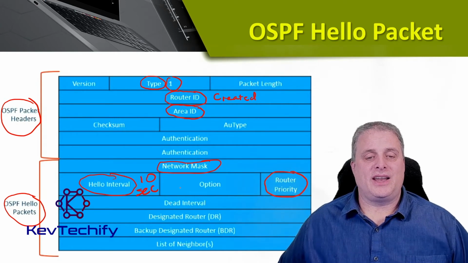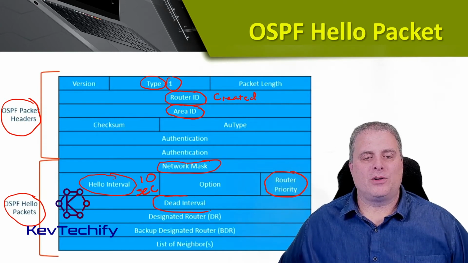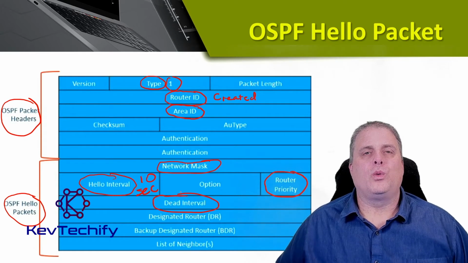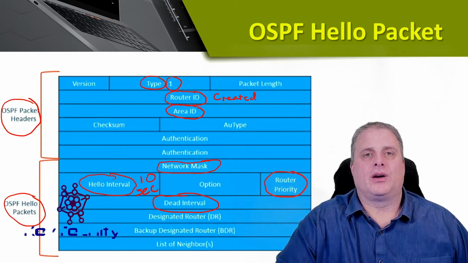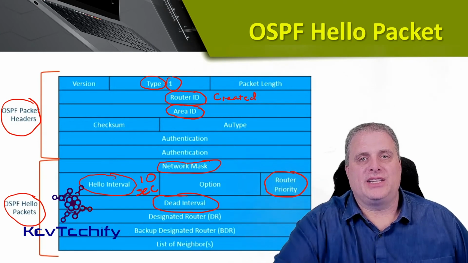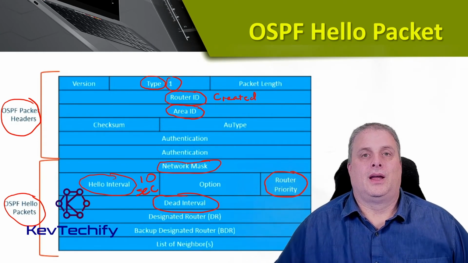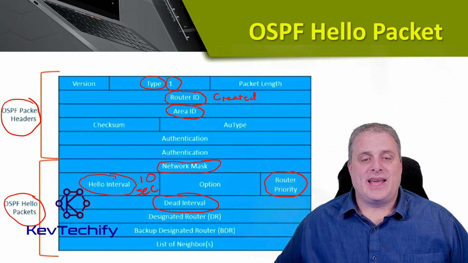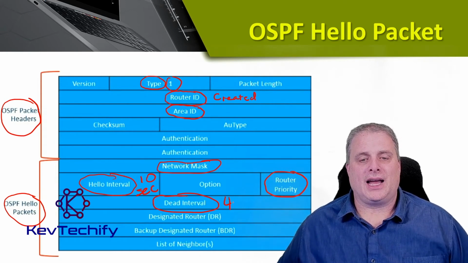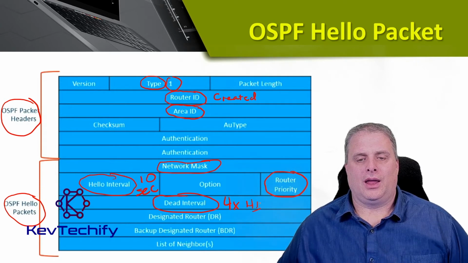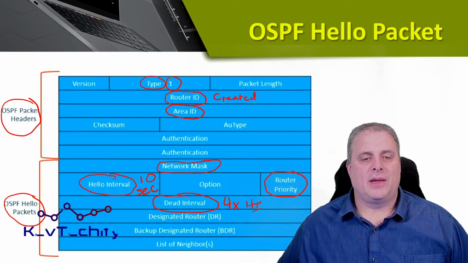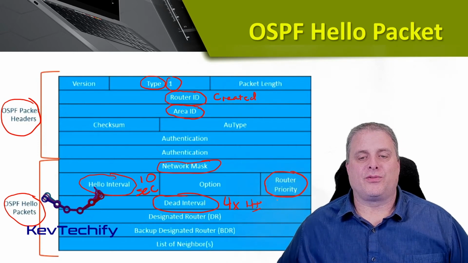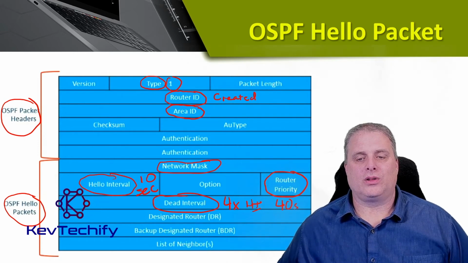Then we have the dead interval. This is the amount of time a router will wait until it declares its neighbor dead. By default, the dead interval is 4 times the hello interval. If you take the default hello interval of 10 seconds, that means the dead interval is 40 seconds, taking all of the defaults.